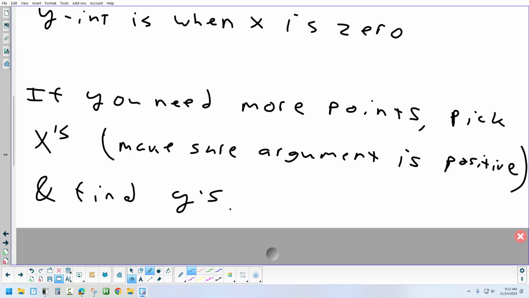Okay, and you can pick any x's you want, as long as the argument comes out positive. I generally try to pick x's that are going to fit on the graph paper I'm using.